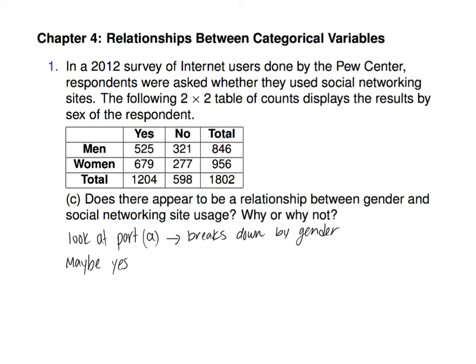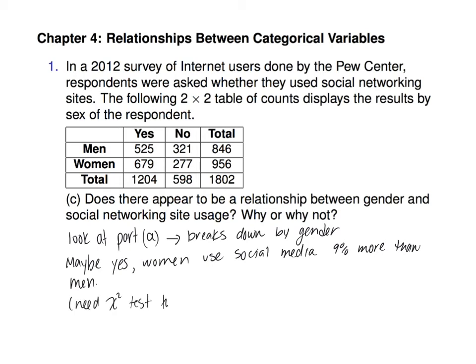Because the difference there is 71 to 62, it's about 9%. It's kind of a big difference. 9% more than men. But you would need a chi-square test to be sure. Although with a sample size that big, I'm pretty certain that a difference of 9% is going to be statistically significant.